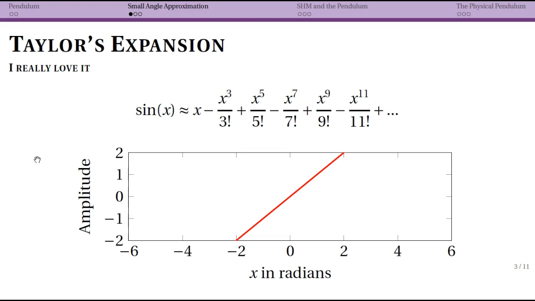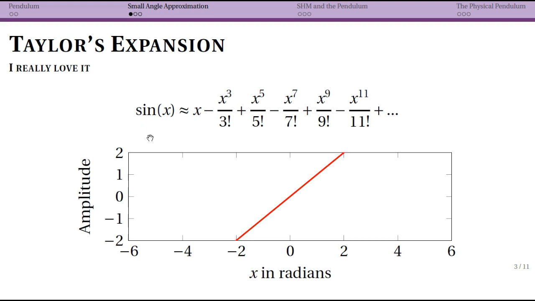The small angle approximation fundamentally comes from the Taylor or Maclaurin expansion, which is something you hopefully learned in calculus, the idea that you can expand a function in terms of an infinite series of its derivatives. And I really love the Taylor expansion. The Taylor expansion of sine of x is one of my favorite things. So let's talk about this.